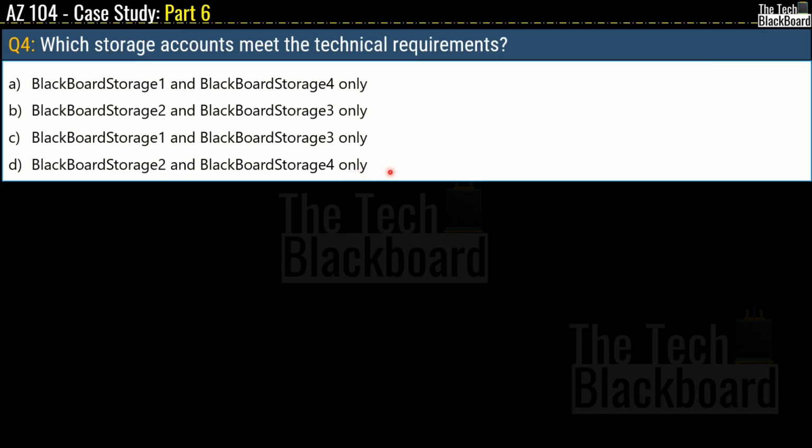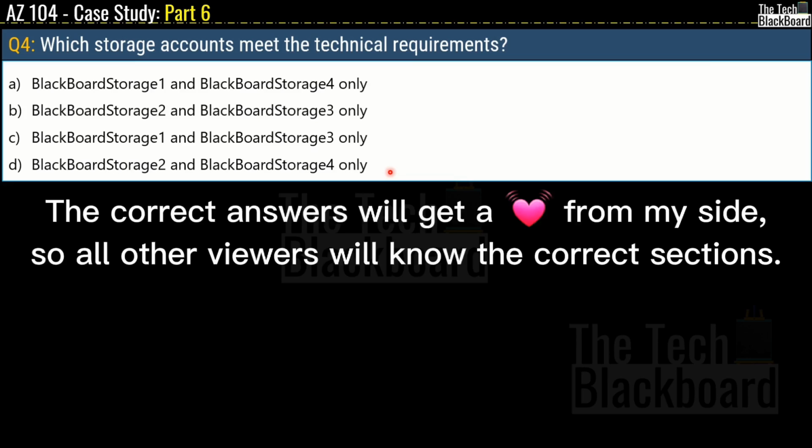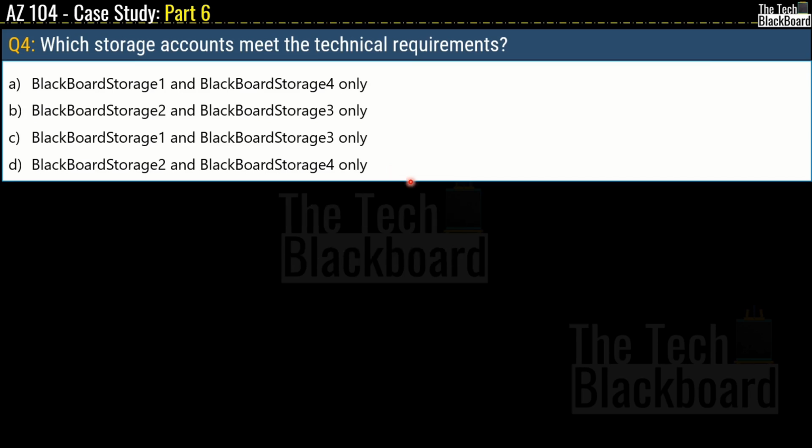Now friends, for the question number 4, this question and the next question, question number 5, I will not give you the details on which section from the case study actually relates to the questions. Consider this as a homework. I will be really happy if you tell me the correct sections which are related to question number 4 and question number 5. I will give a heart in the comment section to the correct answers so that everyone knows the correct sections. And for now, let me give you the correct answer. The correct answer is option C, Blackboard Storage 1 and Blackboard Storage 3 only.